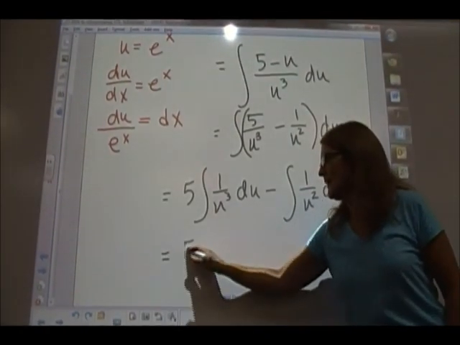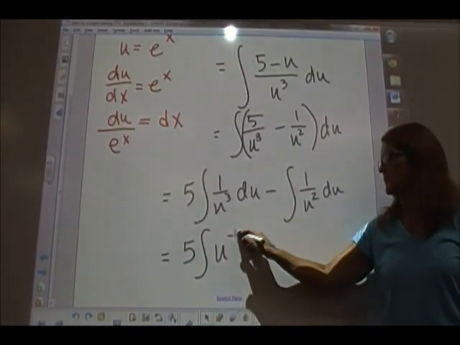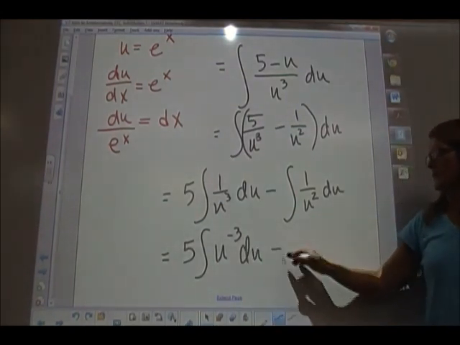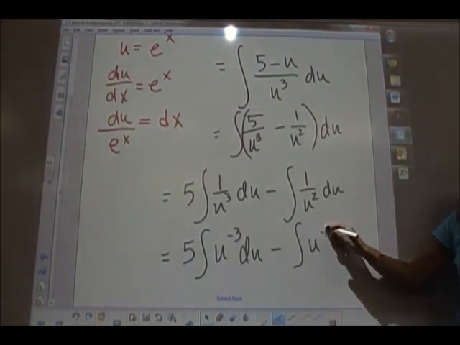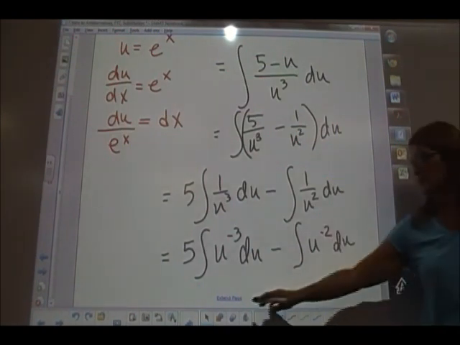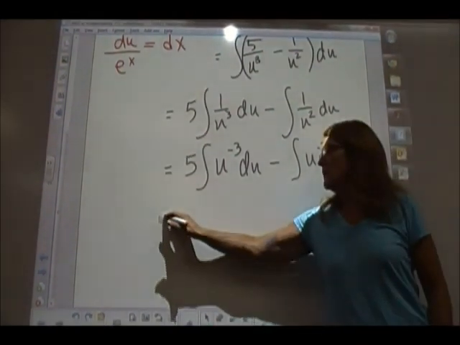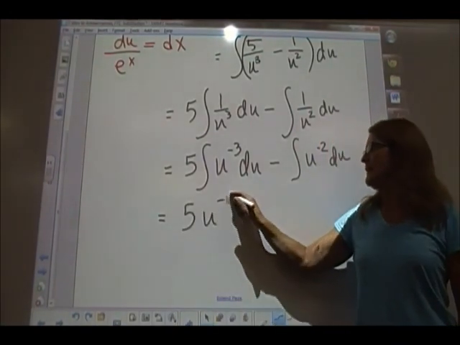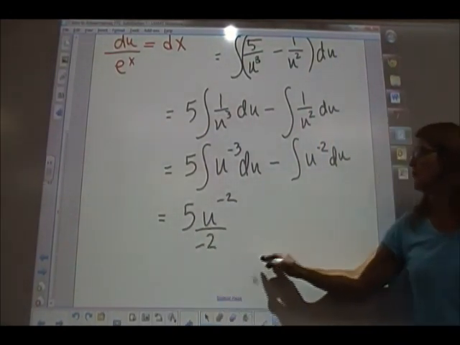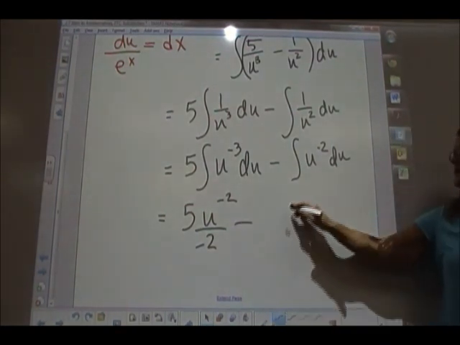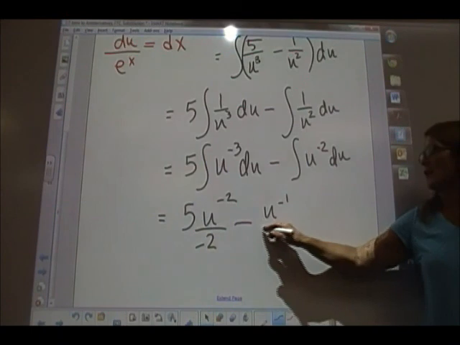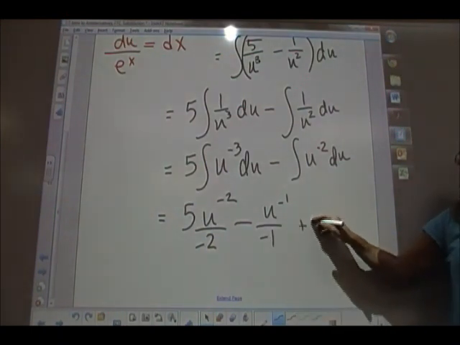Ah, okay, so you're already knowing to make it a power. I have not used the sheet yet, therefore I'm continuing to use my integral symbols. Now we can use the sheet then. Now we're ready. We have forced this integrand to look exactly like the sheet with nothing but u's. So I've got 5 times u to the negative second over negative 2 minus u to the negative first over negative 1 plus c.